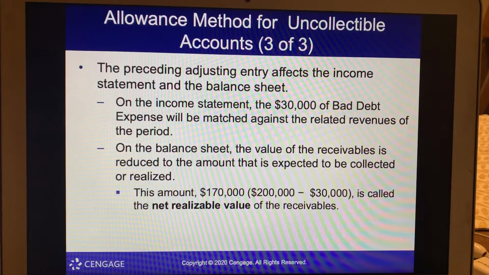The preceding adjusting entries affect the income statement and the balance sheet. On the income statement, the 30,000 of bad debt expense will be matched against the related revenues of the period. On the balance sheet, the value of the receivable is reduced to the amount that is expected to be collected or realized. This amount, 170,000, was done by 200,000 minus 30,000, and is called the net realizable value of the receivable. So that's kind of an example of how that might be calculated.